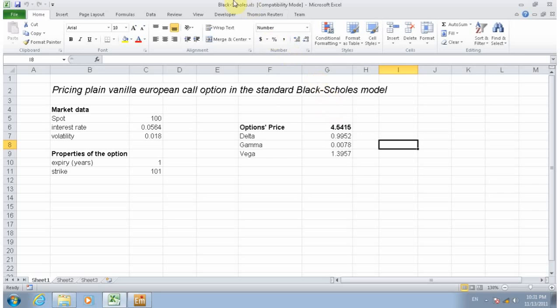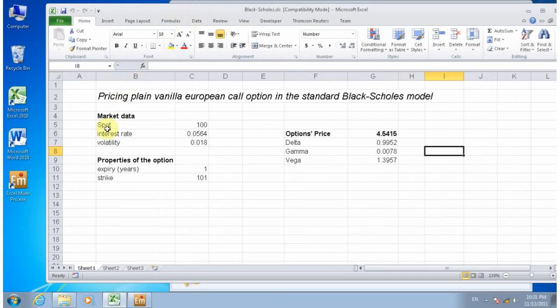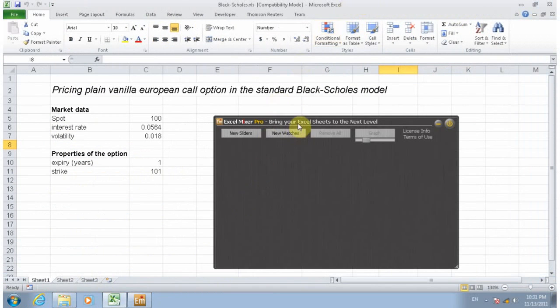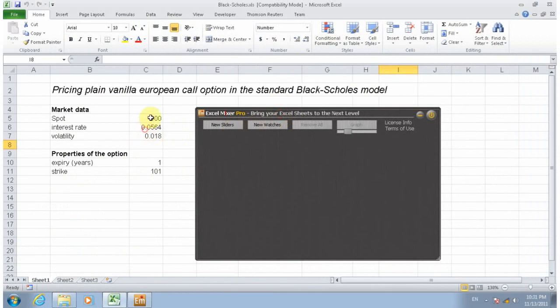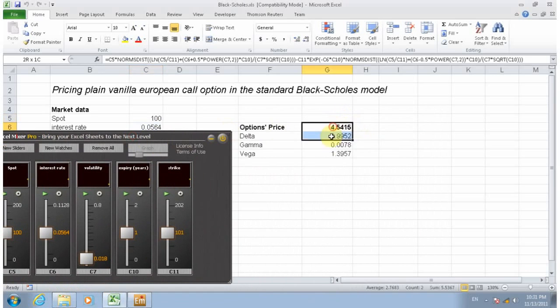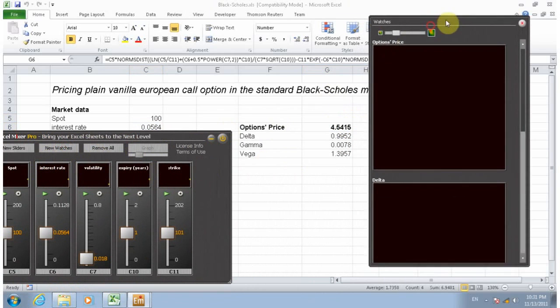So in order to perform the analysis quickly, I'm going to use Excel Mixer Pro. This little tool allows you to very quickly generate impressive graphs in Excel. So let me show it to you. I'm just selecting the cells which are inputs to our model, and I'm clicking new sliders, and I'm selecting the cells that are outputs of our model, and I'm clicking new watches.